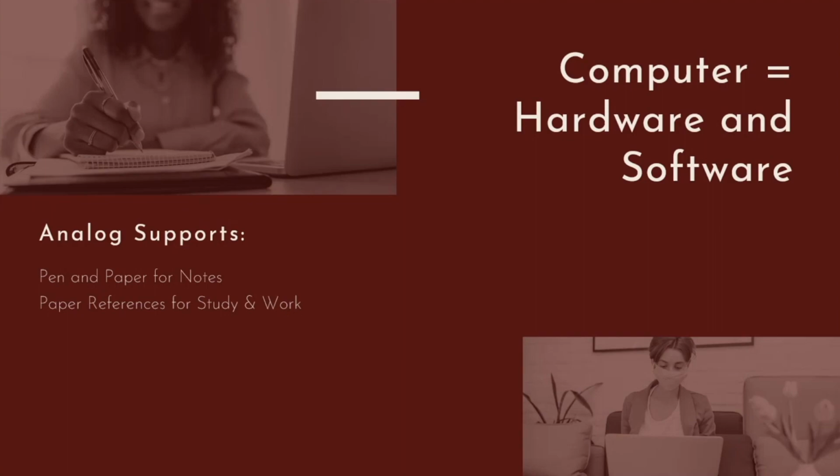If you tend to have trouble working in all digital environments, I found it really helpful to just have some analog supports. Keeping pen and paper nearby your computer can really help for writing down notes as you work, since some of us tend to think a little bit better on paper. And paper references can also be really great supports for your study, so you don't have to search through your hard drive to look for references when you need.